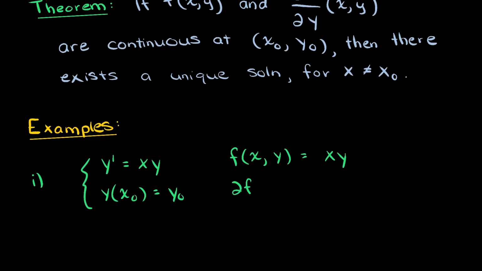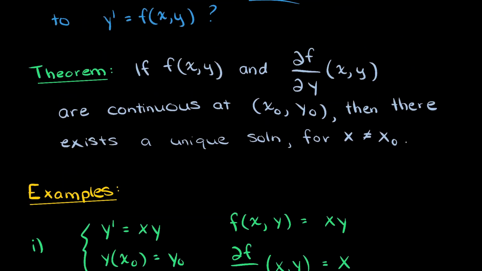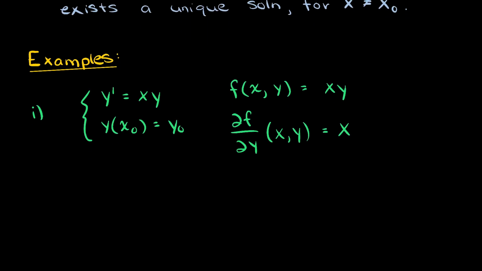Well, the partial derivative of f with respect to y is in general going to be a function of x's and y's, but in this case, it just boils down to an x. Now let's think about these two functions. We have xy and we have x. Well, there are no restrictions. These two functions are continuous for any input x and y, any real numbers, right? These are always going to be continuous. So even though the theorem was specifically if it was continuous at x naught, y naught, here it is continuous there, but it's continuous everywhere.